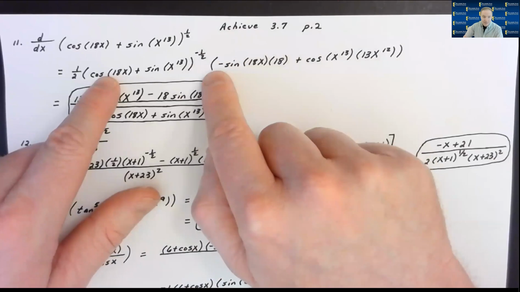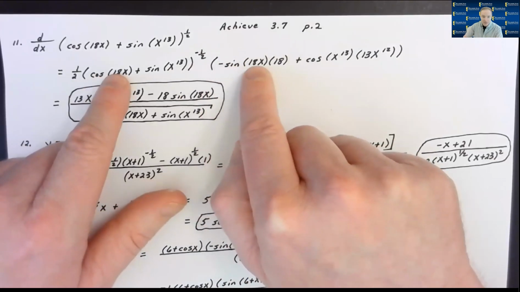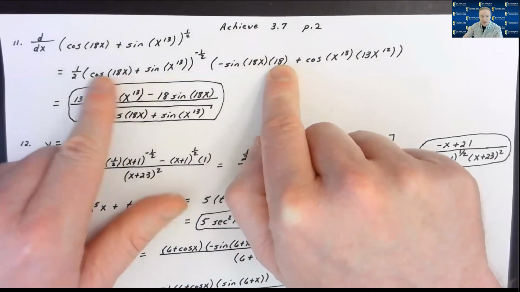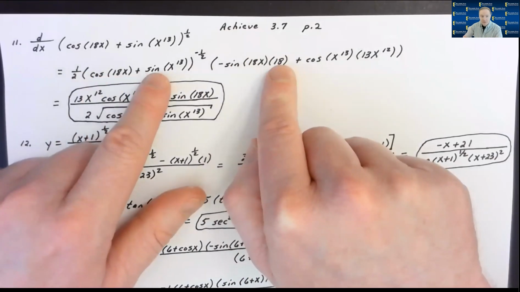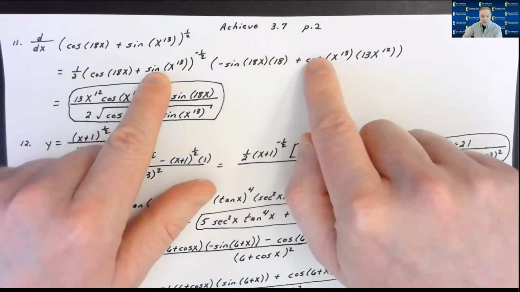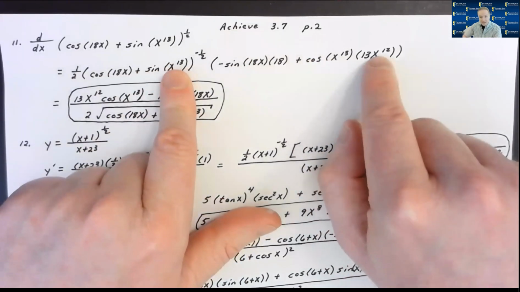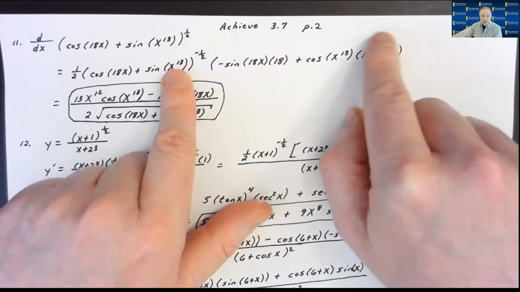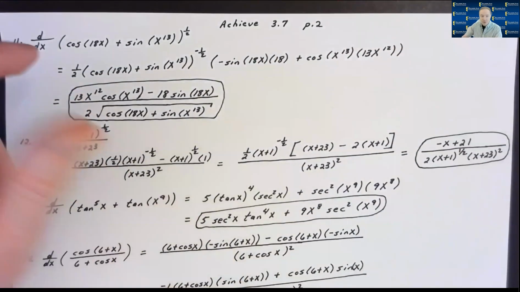So it's times derivative of cosine is negative sine of the angle 18x times the derivative of the angle 18. All of this is derivative of the first term there. And we say plus the derivative of the sine is cosine. This time my angle is x to the 13th. You need to multiply by the derivative of that angle according to the chain rule. We get our 13x to the 12th. So now all of this, that is a good, correct, beautiful derivative.